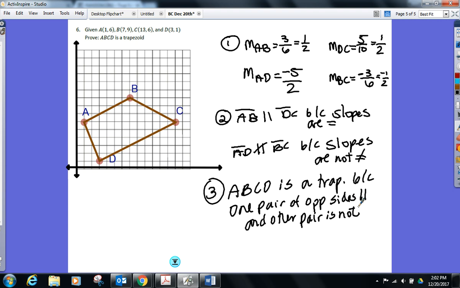Questions? Like if it gives you that it's a parallelogram, like before, do you have to say in step number 3 that it's a parallelogram? If it's already given, you don't need to restate it. Yep. Maybe that little not parallel thing there.